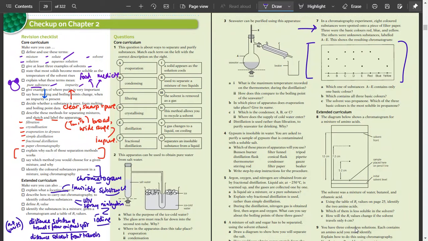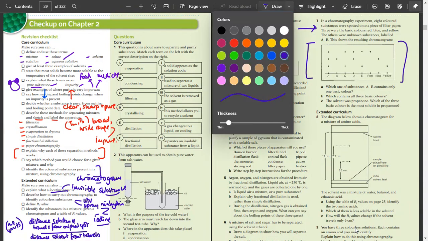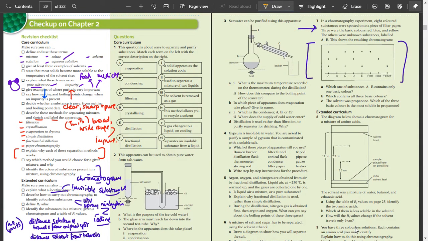Just to finish off, in a chromatography experiment, 8 colored substances were spotted onto a piece of filter paper. 3 were the basic colors, red, blue, and yellow. The others were unknown substances labeled A to E. This shows the resulting chromatogram. Which one of the substances, A to E, contains only one basic color? So let's just have a quick look at that one. Well, B definitely contains one substance only.